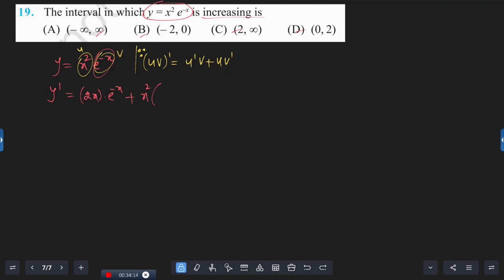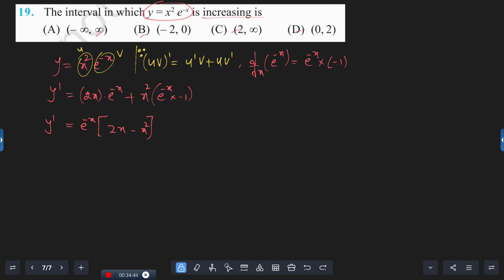V dash, derivative of e power minus x. Derivative of e power minus x, what? E power minus x into derivative of minus x, which is minus 1. So the derivative of e power minus x is e power minus x into minus 1. Then you can take e power minus x outside, and the remaining 2x and x square you will be having. This is my y dash.